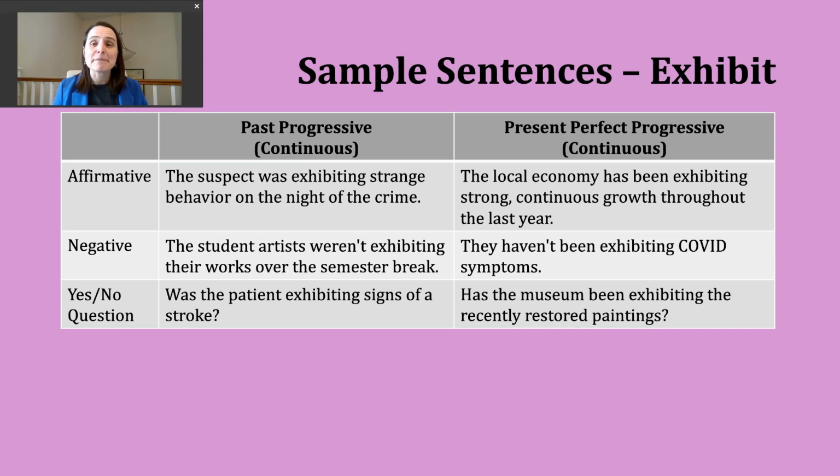Finally, let's look at making a yes or no question. To do this, I start with have or has, then I'm going to have my subject, then the participle been, and then the ing form of the verb. Here's another example. Has the museum been exhibiting the recently restored paintings? Again, showing, displaying to the public.